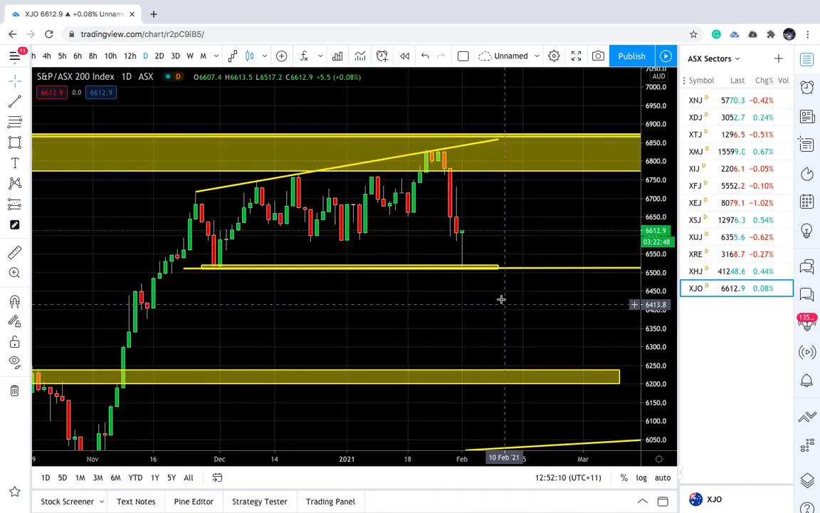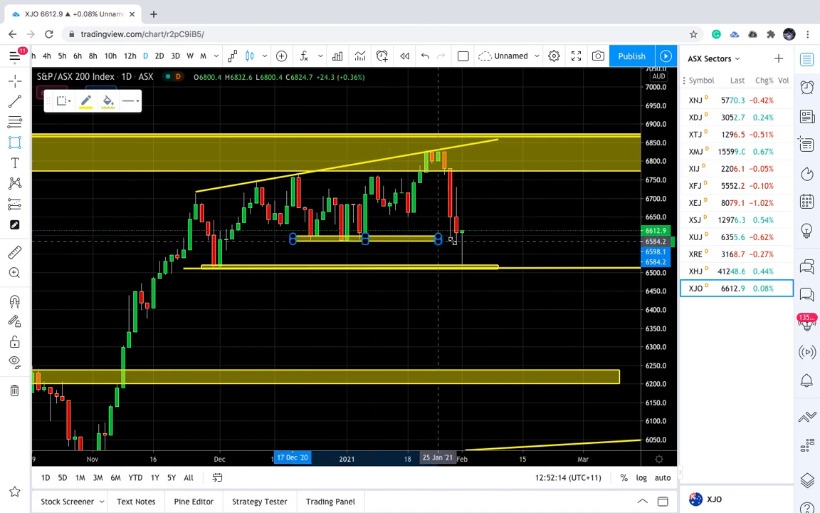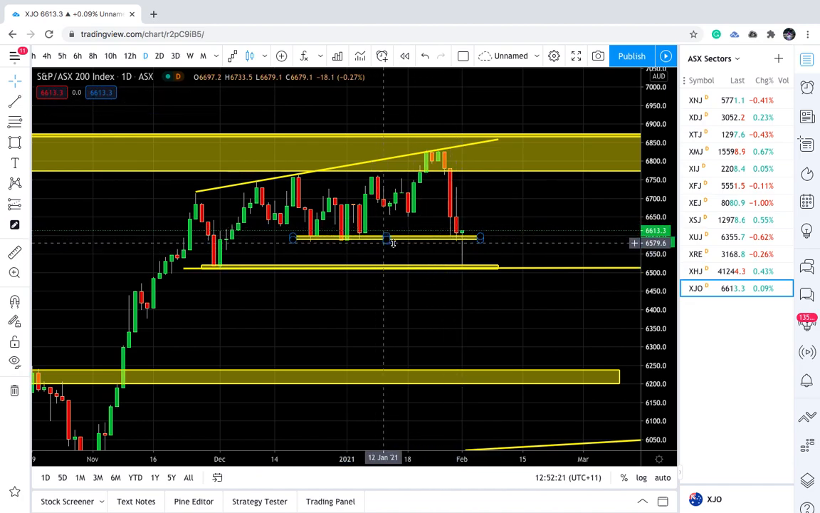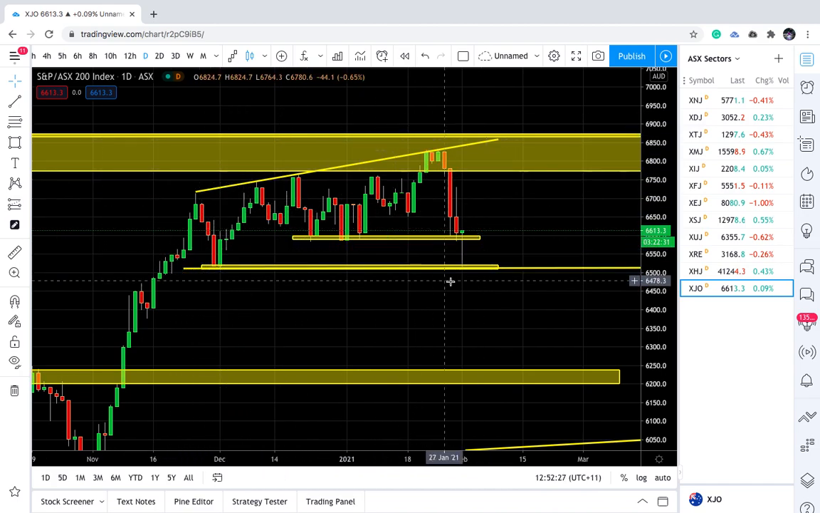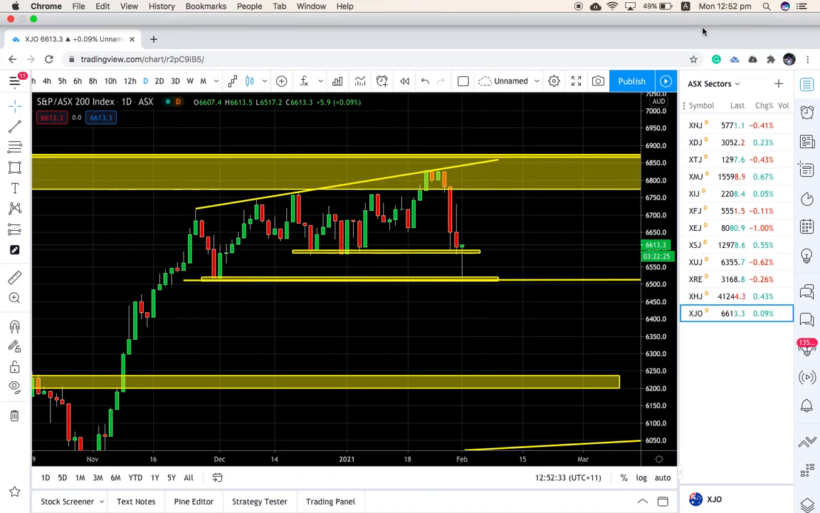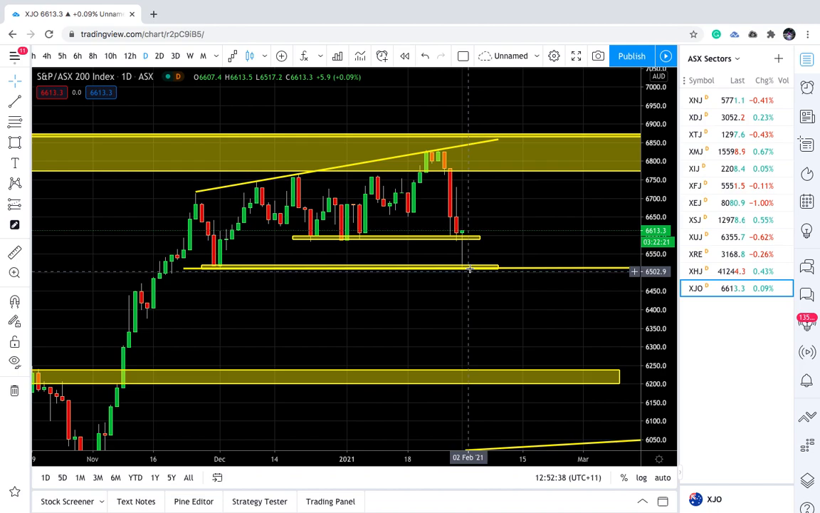Now we find that this area acted as support, and today's session, you see price went all the way down, breaking this support level, but found support at the lowest low in this broadening formation. This is the lowest low, it found the support, and possibly it's going to end within a couple of hours.